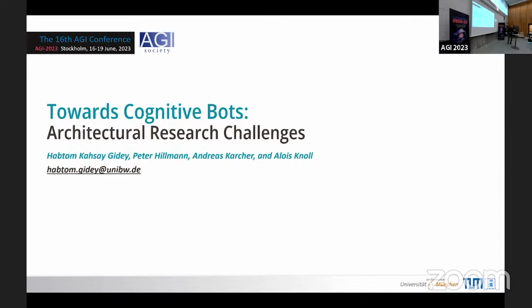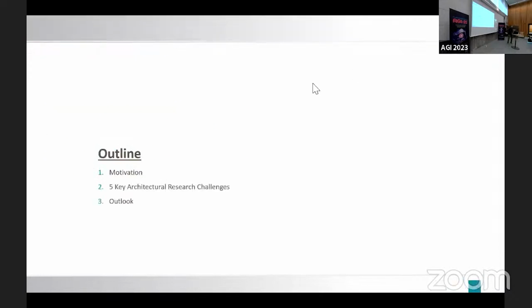So yeah, I'm Habtom, and with my colleagues, we wrote this paper, and I will introduce it. There are lots of details, so I will leave the details for the poster session maybe. I will discuss quickly the motivation behind it and the key architectural challenges we found to be important for cognitive bots on the web. I will also give a summary and the main outlook.